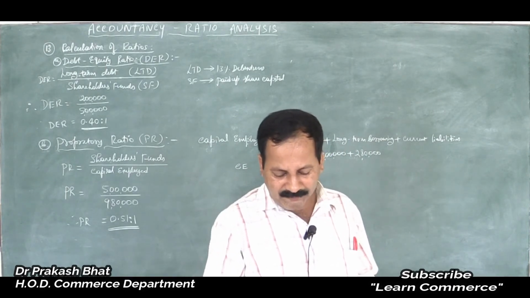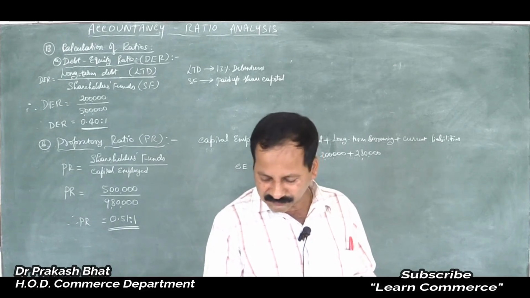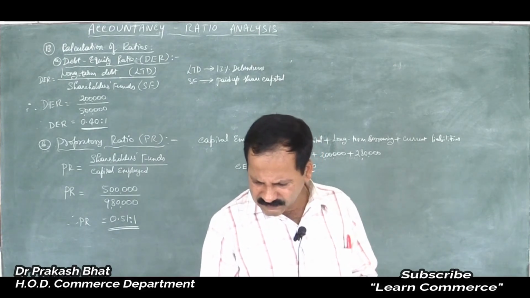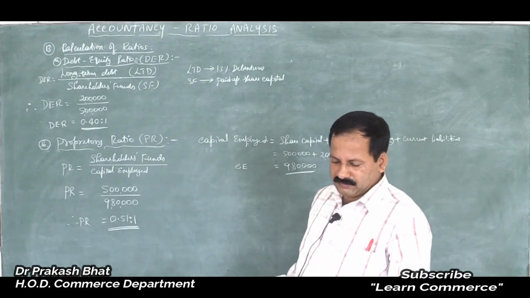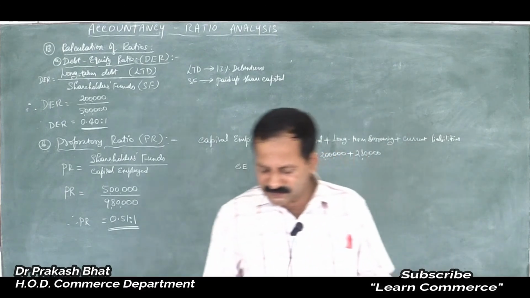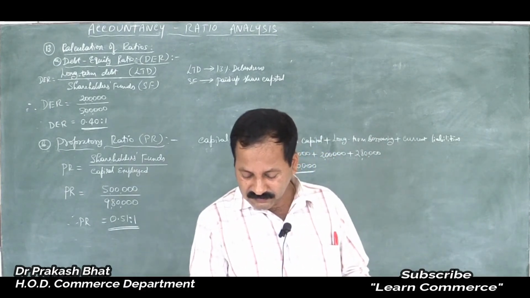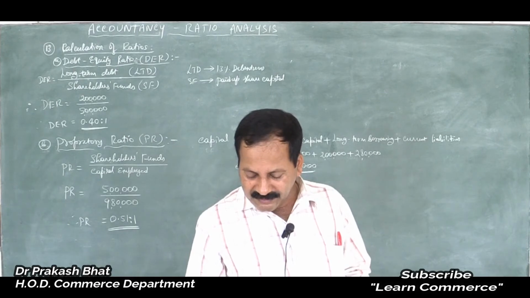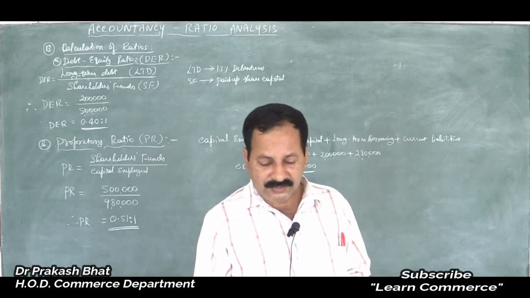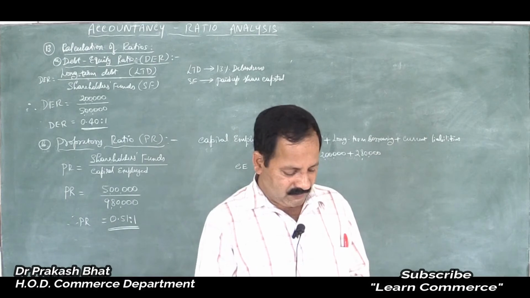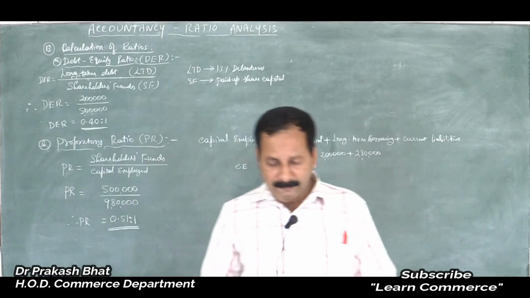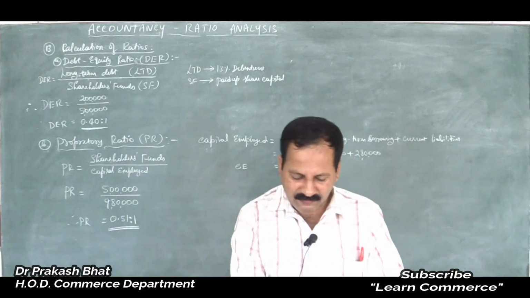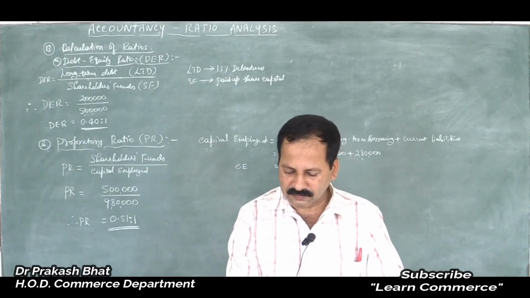Proprietary ratio is over. Now, let us move on to anything else? Yes, that's all, right? Only two ratios are asked, debt equity ratio and proprietary ratio. So we have solved it. Our problem gets solved. Now let us move on to the next problem, that is problem number 14, right? Let us solve that problem.